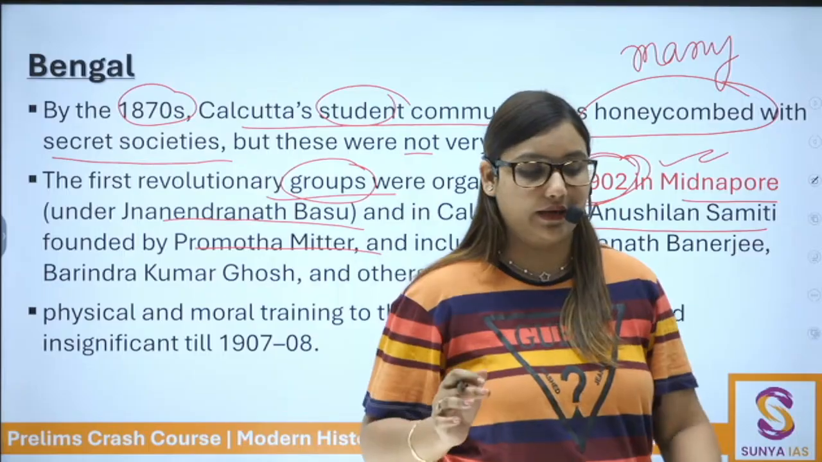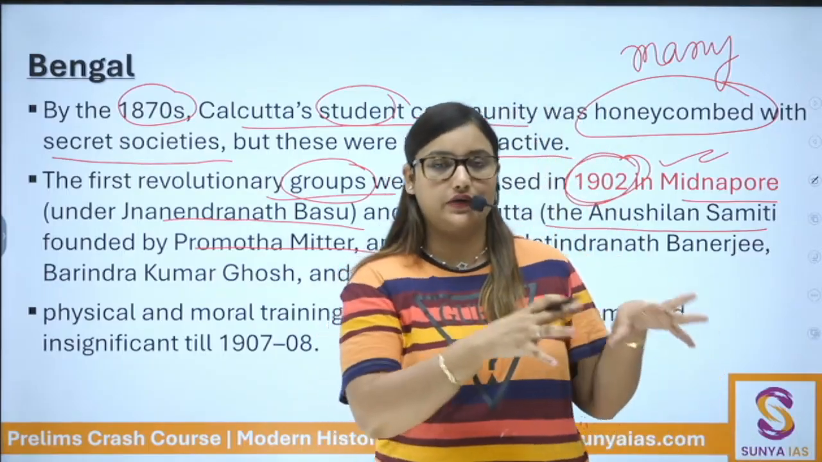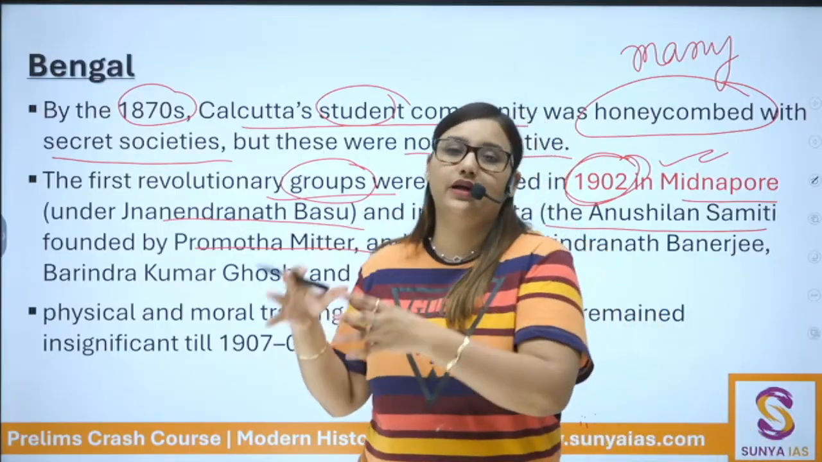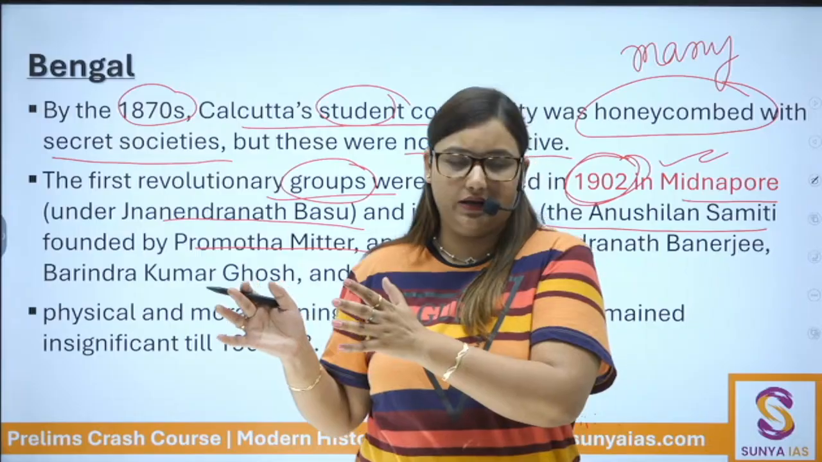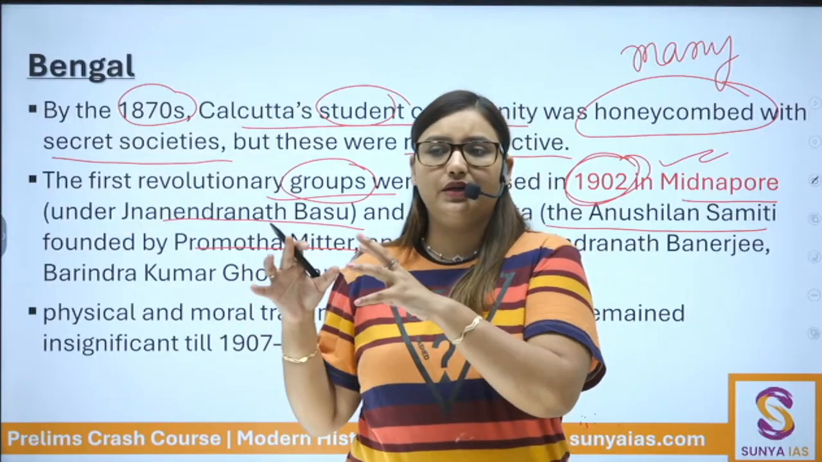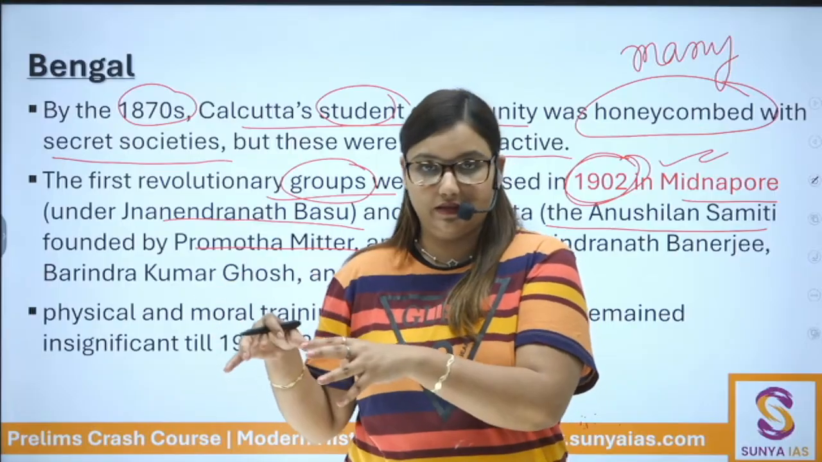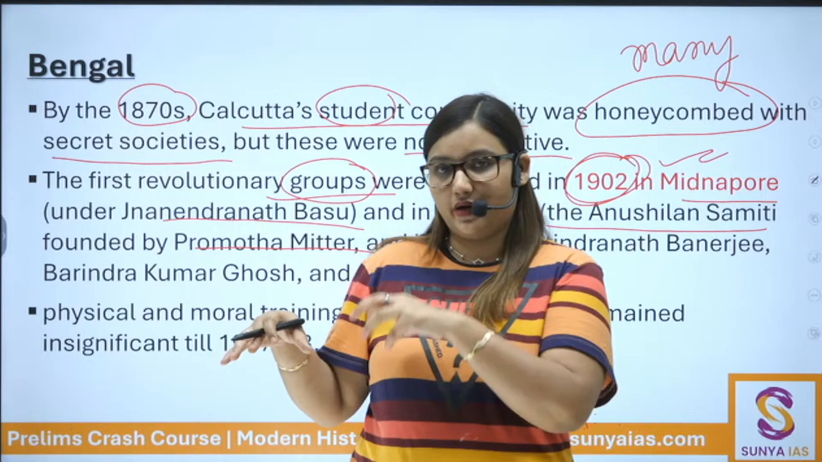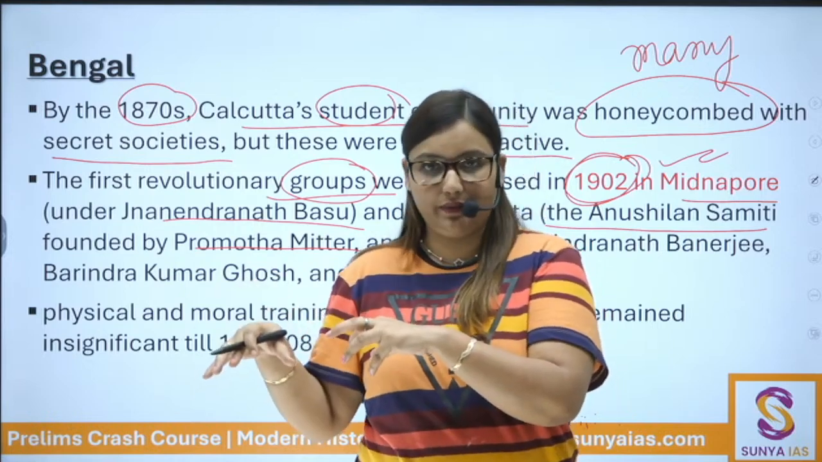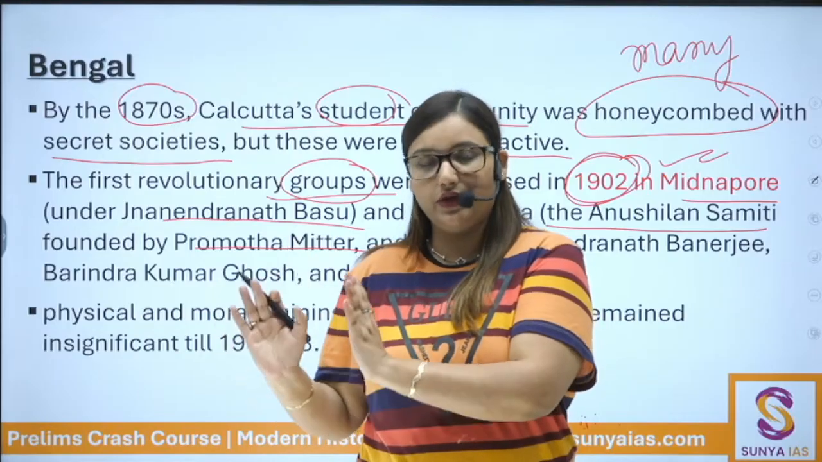Why? See, understand. There is a difference between an organization or a samiti or a revolutionary group and a political party. Okay? Congress is like a political party. It's like a political platform in which members are there. Among those members, we had a few moderate members and a few extremist members, but they all were there in the Congress.